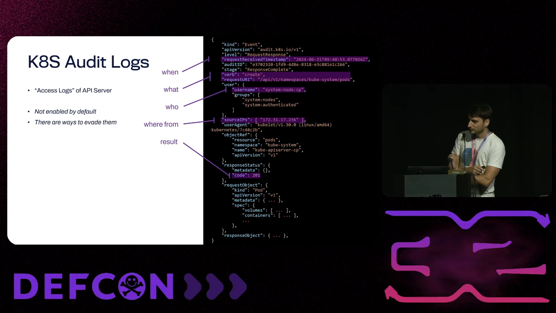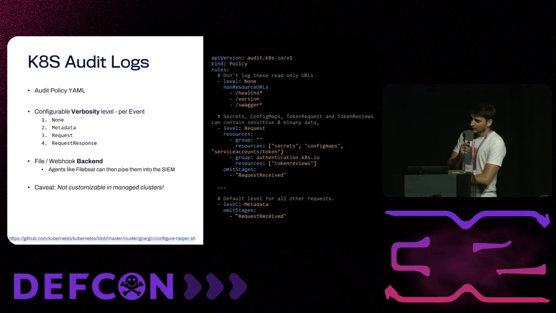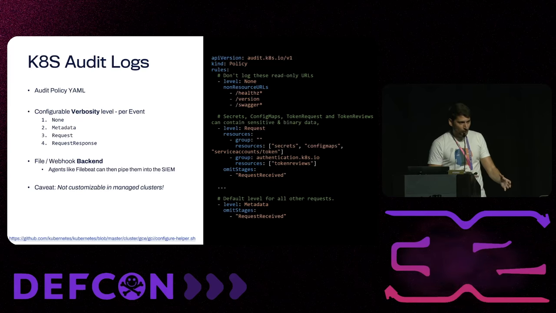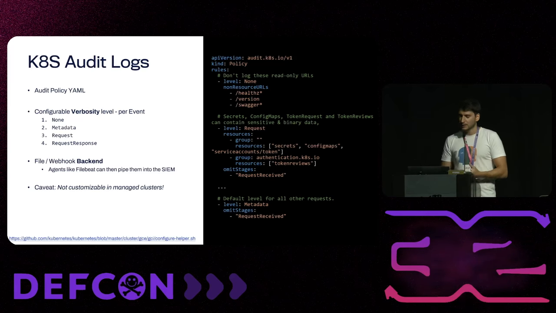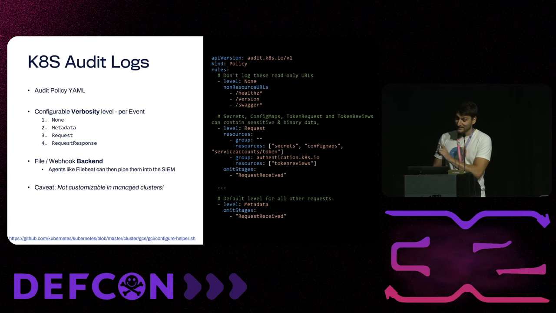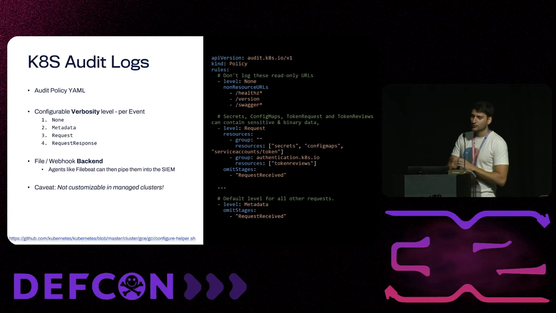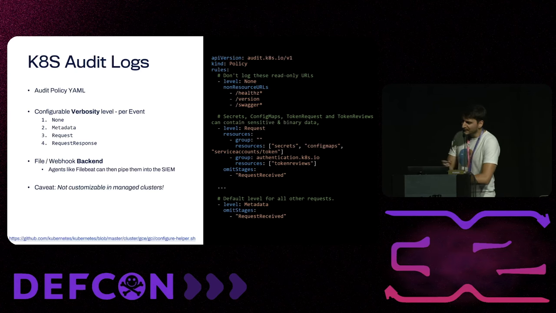Important to mention, though, these are not enabled by default. To enable them, you need to define an audit policy and reconfigure the API server, but you can't always do that, for example, in managed clusters. Some events will be very noisy, others will be more important, so you want to have more detail. And that's why there's a few different verbosity levels that you can set for each different event type. You can easily find a sample policy to get started with, like the one I'm linking at the bottom of the slide, but it's going to take some tuning to find the perfect mix.